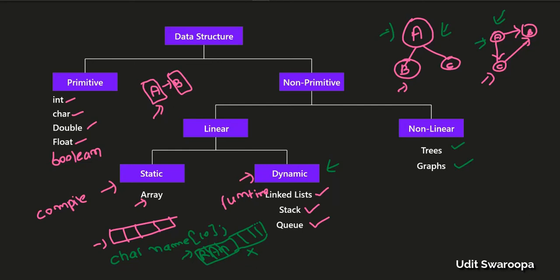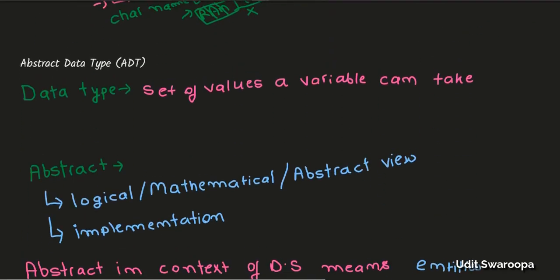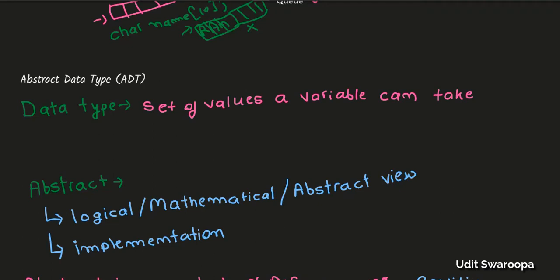Now since we know the classification of data structure, let us move to the next part, which is abstract data type. So let us understand what is abstract data type. To understand this term, I'm going to divide it into two parts. The first is data type and the second is abstract, and then I'm going to combine both of them and tell you the definition.